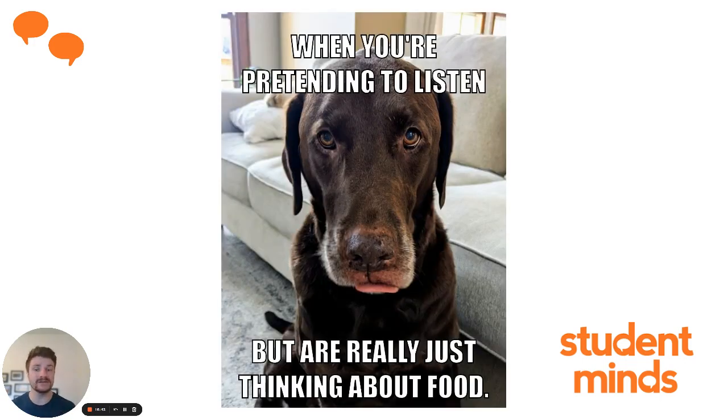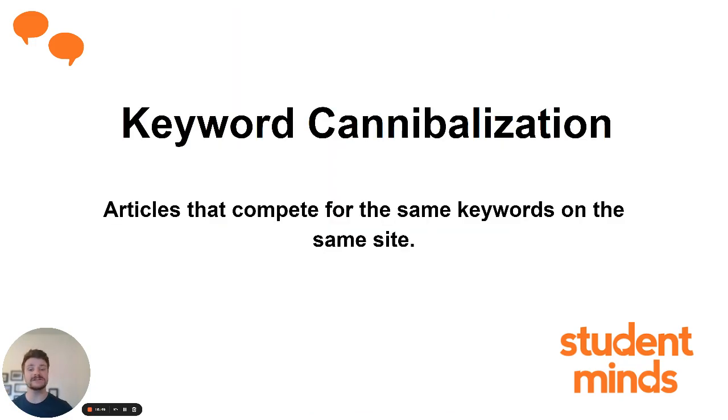Now let's look at keyword cannibalization. Keyword cannibalization isn't as scary as it sounds. It is the term given to articles competing for the same keywords on the same site. Getting to that first page of Google is hard enough. Don't compete against your own articles. Instead, write articles that are different but cover a similar theme.